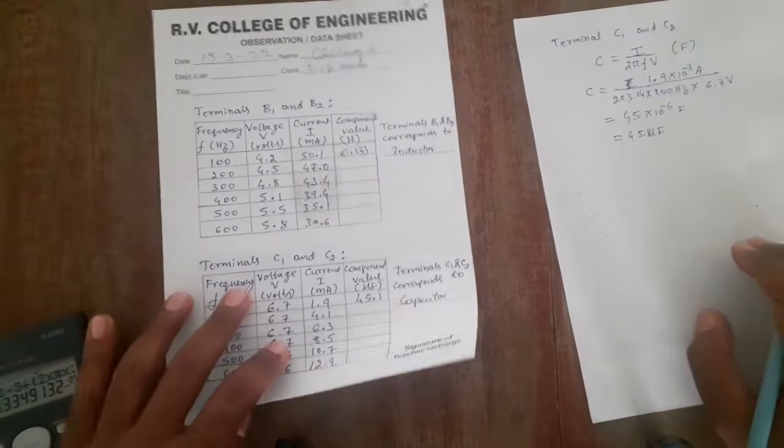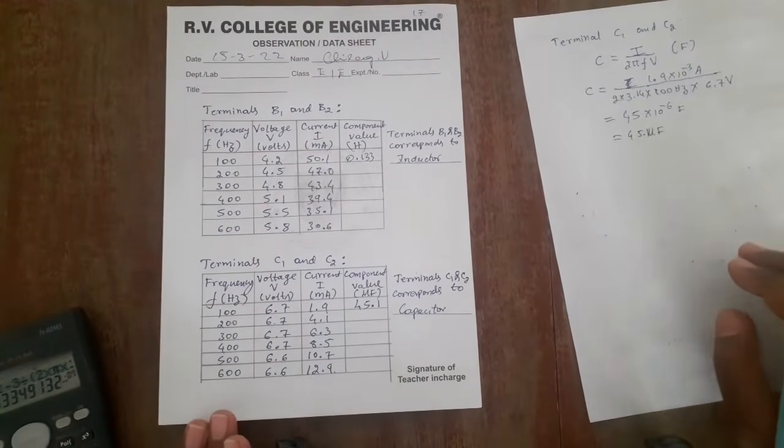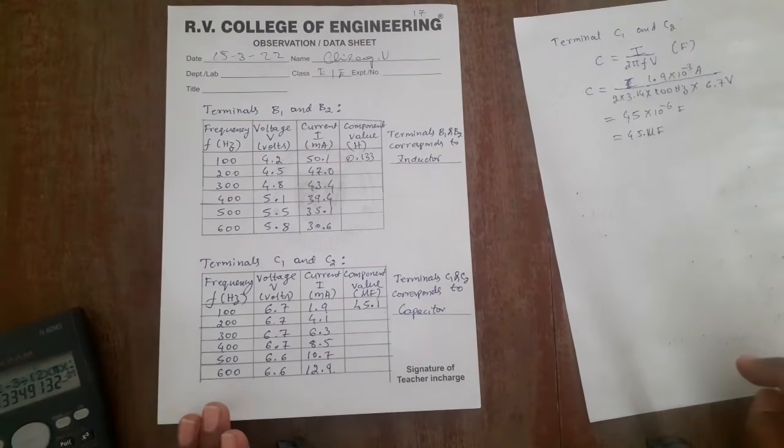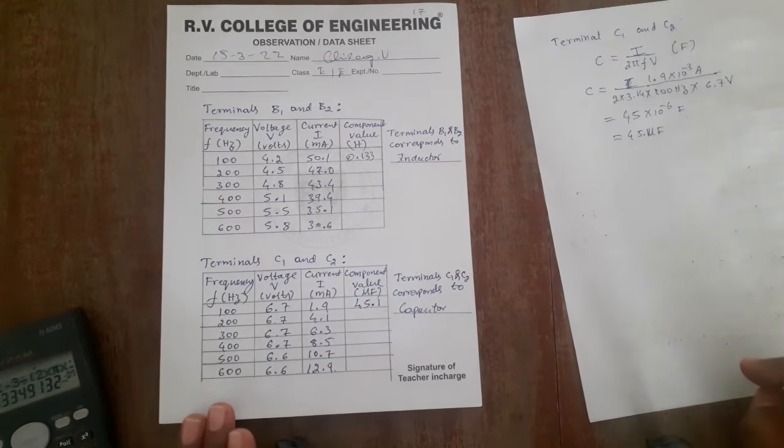So that's it. This ends the calculations for the black box. From this we identified what components are present at each terminal of the black box, and also we computed the component value for the respective components.